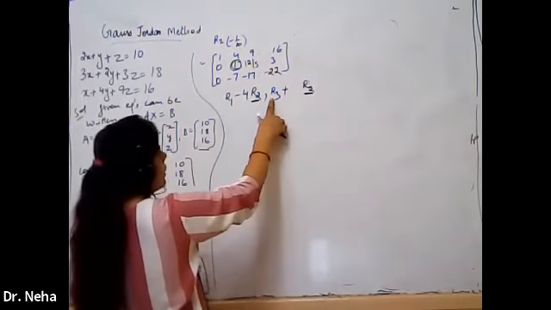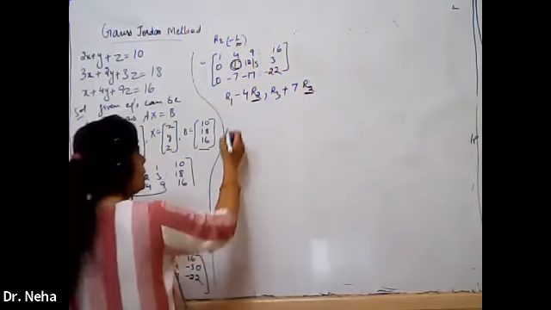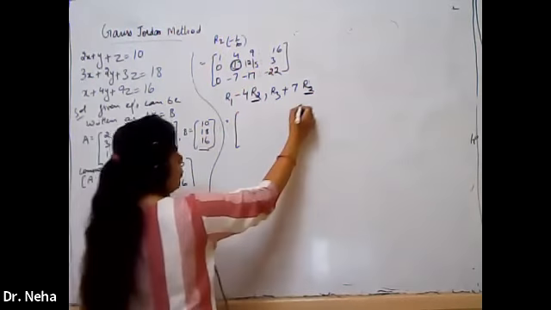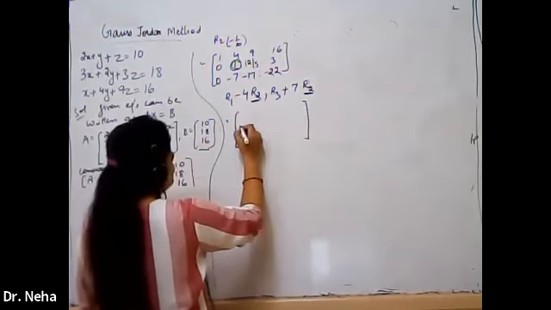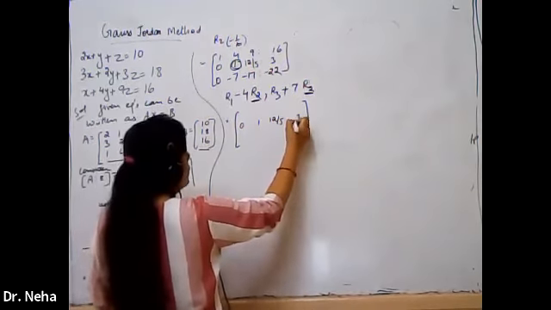And what is the constant in R3? There is 7. So R3 plus 7 R2. So let us start. R2 will remain same. There will be no changes on R2. 0, 1, 12 upon 5 and 3.